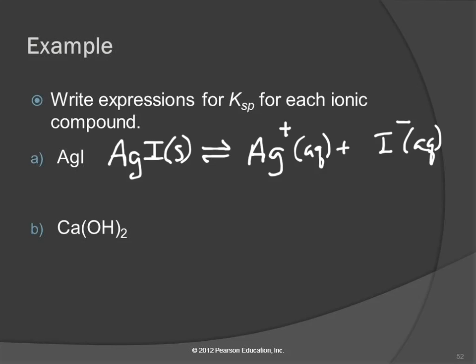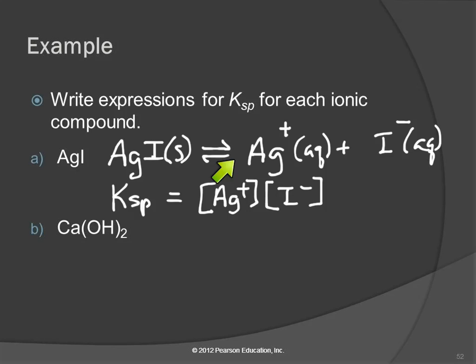So there's our equation. And then from this, we can write the expression. KSP equals, we're never going to include the solids, so those don't come in at all. And so we've just got the products on the top. It's the concentration of silver ion times the concentration of iodide ion. There are no coefficients here. Because this was balanced without coefficients, one molecule of this would yield one of these ions and one of those ions. And so the exponents are 1s, which we also don't need to write. Any questions about that one?